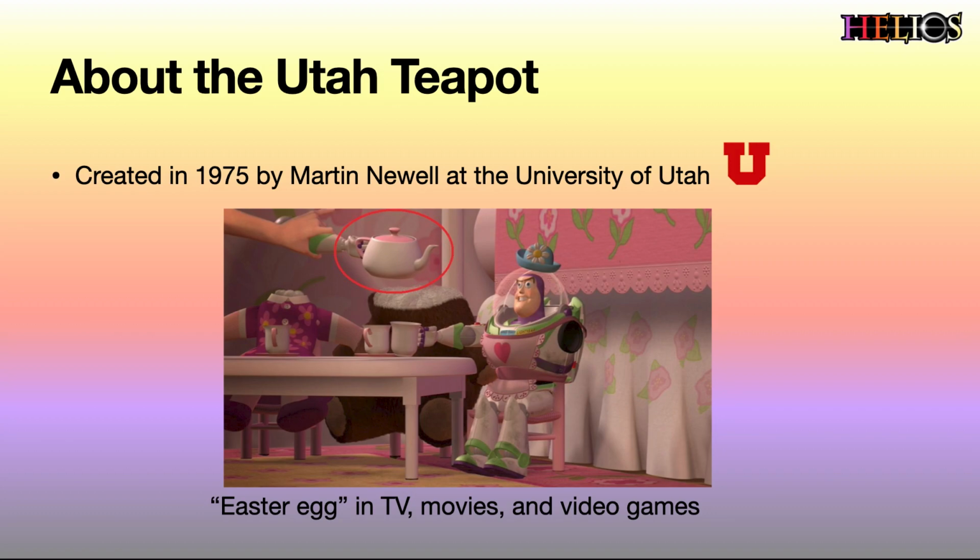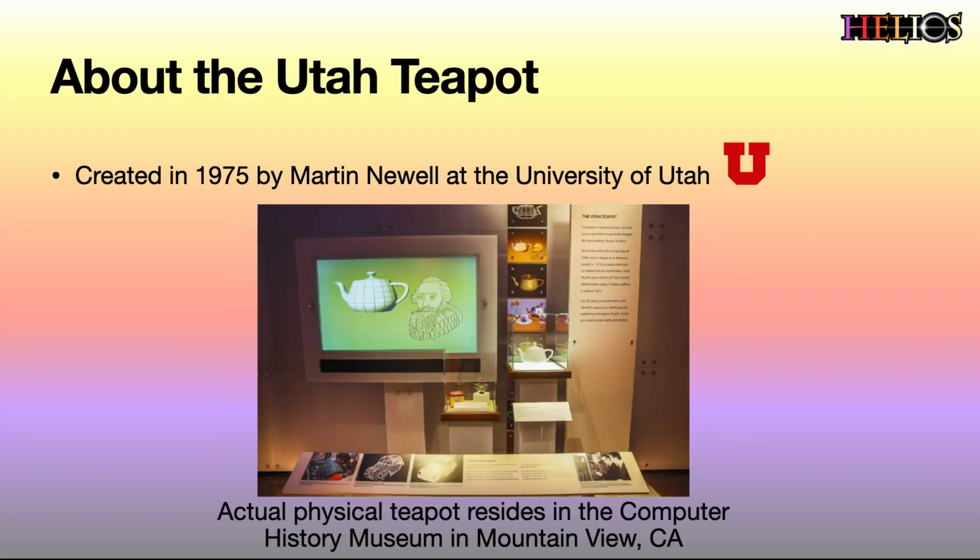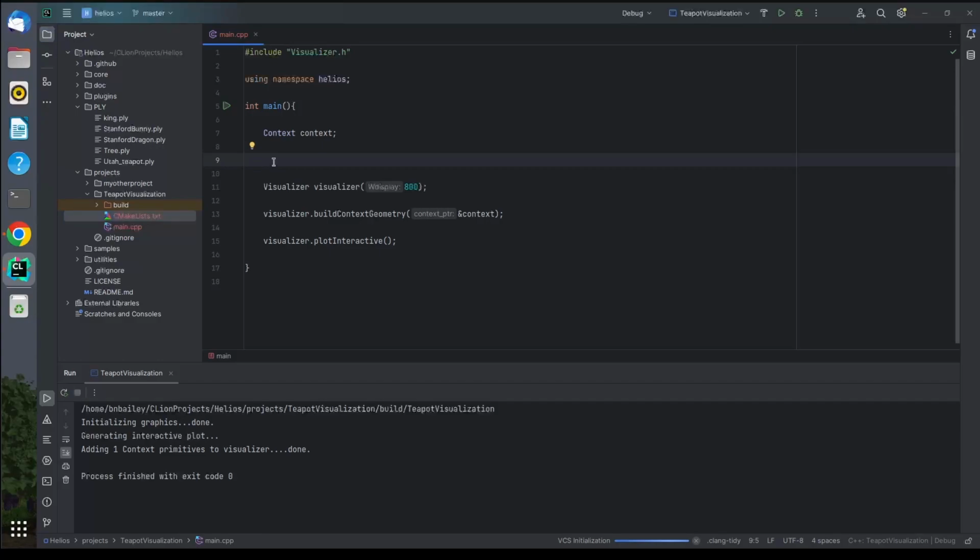One example is in Toy Story when Buzz is having a tea party. Then the teapot is the Utah teapot model. You can also see for yourself the original physical teapot that was used as the basis for this model. It resides in the Computer History Museum in Mountain View, California. So if we wanted to load this Utah teapot model, then here's how we would do it. We would call the context method load_ply.